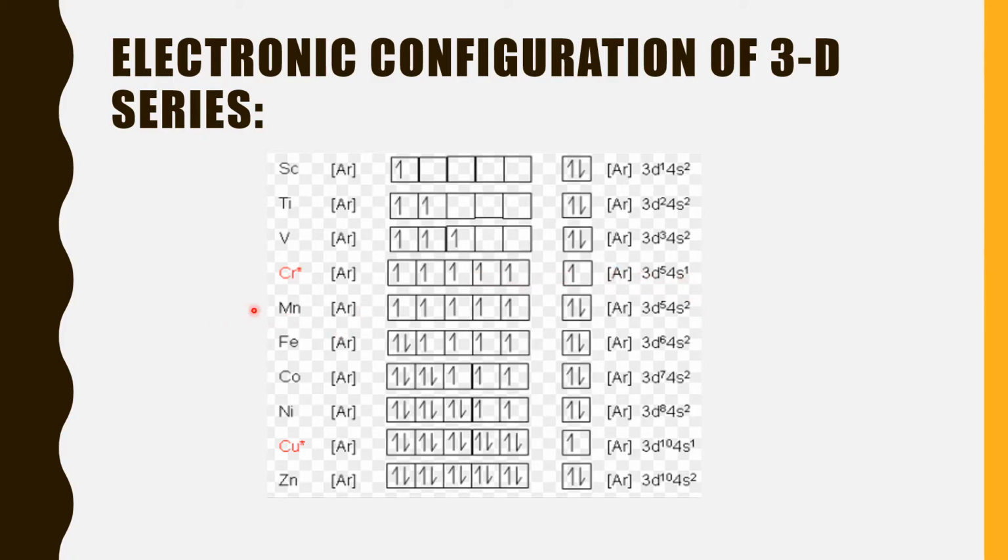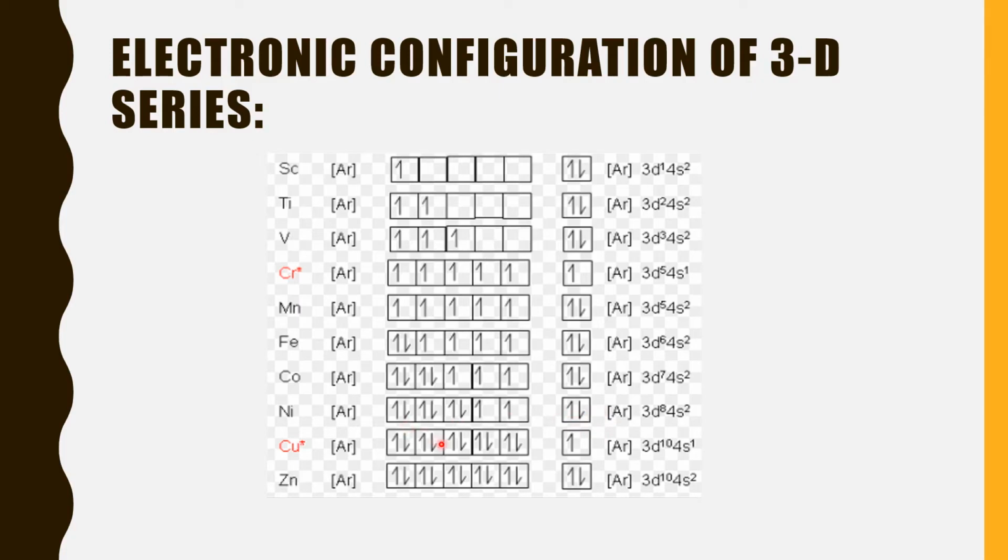Then manganese: here also d consists of 5 electrons, so it is also a completely stable one, and 4s2 has 2 electrons. Then iron has 6 electrons in the d subshell and 2 electrons in 4s. Cobalt has 7 d electrons and 2 electrons in 4s. And then nickel has 8 electrons in d and 2 electrons in 4s.